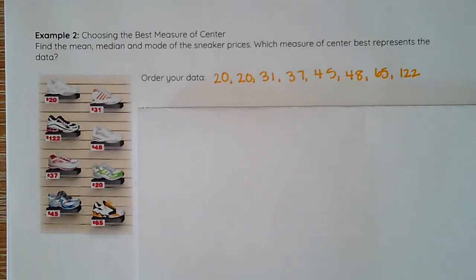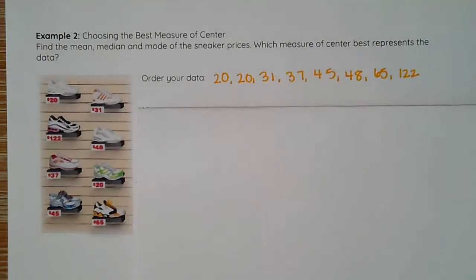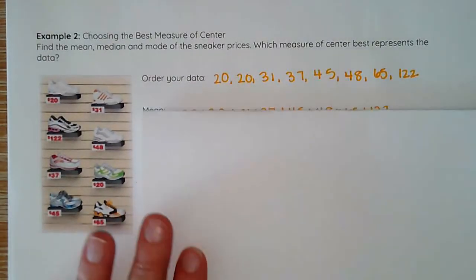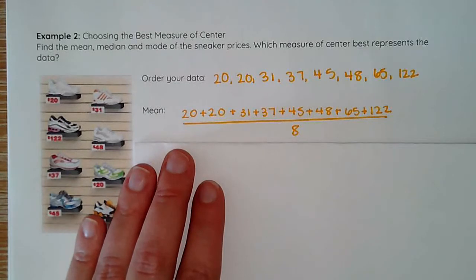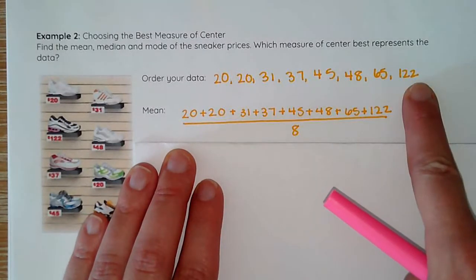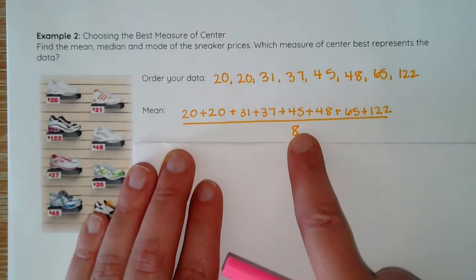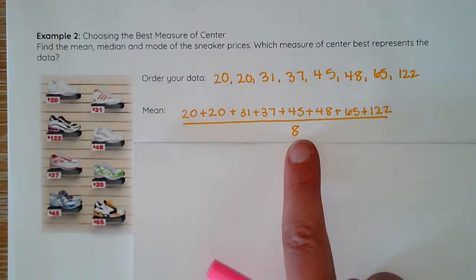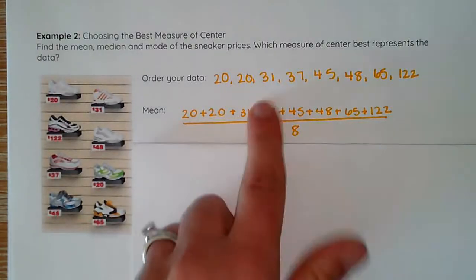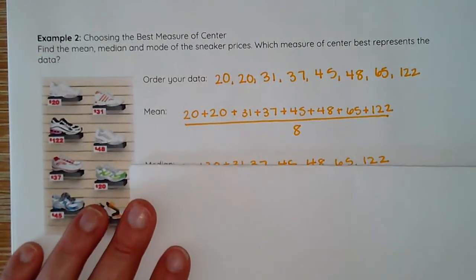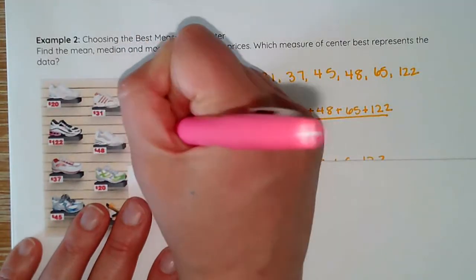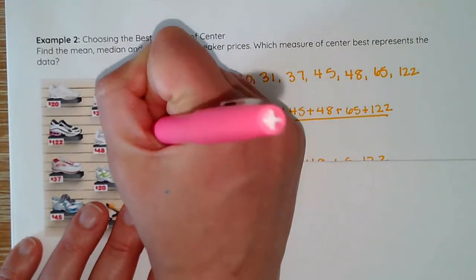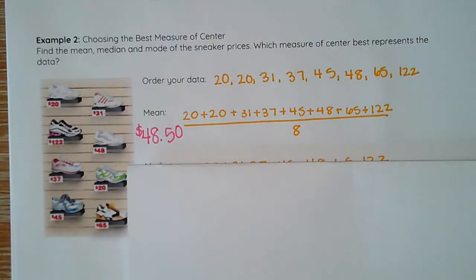So the first thing I'm going to do is find the mean. To find the mean, remember that I go ahead and find the sum of all my data points. I add those all up and divide by the total number of points that I have. So in this case, there are 8 different prices for shoes. I add these all up, divide by 8, getting me a mean of 48 and a half. So that would be $48.50 is the mean.